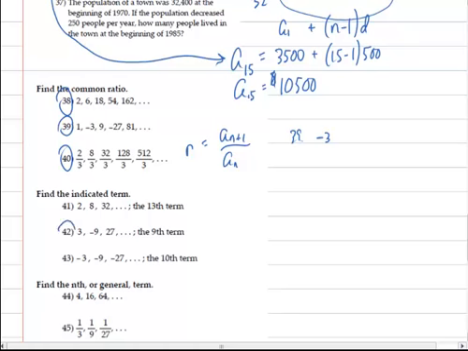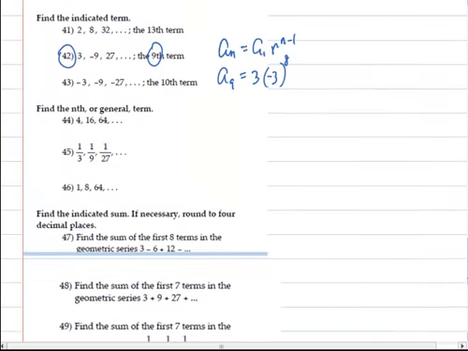It says to find the indicated term, so let's do that for number 42. So a sub n for geometric is equal to a sub 1 times r to the n minus 1. So the ninth term is going to equal the first. Then the ratio between terms is -3, and then I'm going to raise that to the 8th power. And I'll leave that to you guys with your calculator. Just be careful, make sure you put the negative inside the parentheses, and you raise it to the proper power.